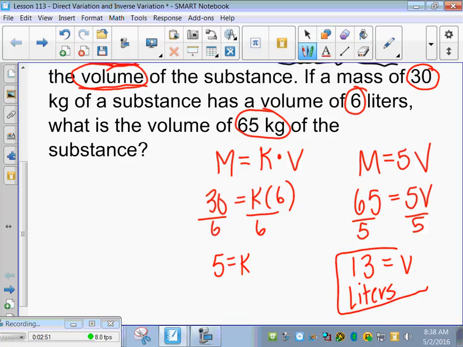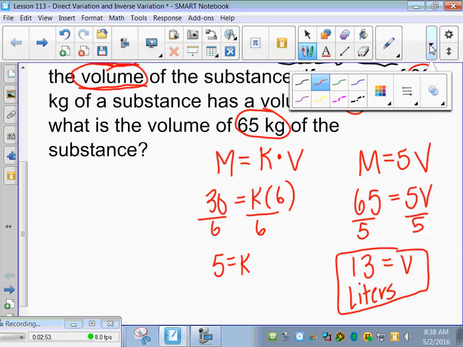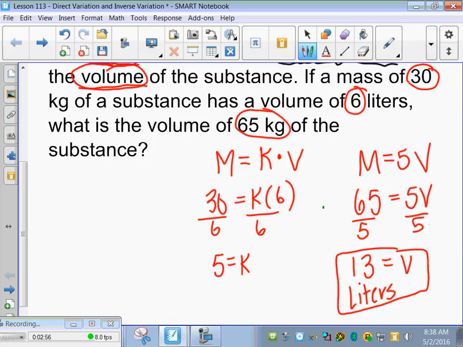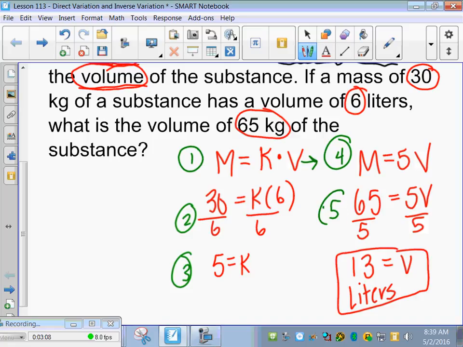Okay? You should always have 6 steps. Don't skip any, okay? 1 is the equation. 2, you plug in the points they give you. 3, you solve for k. 4th step is to plug it back into the equation. 5th step is to plug in the new point and the answer. 6 steps, all right? Don't skip any steps. Let's try it.